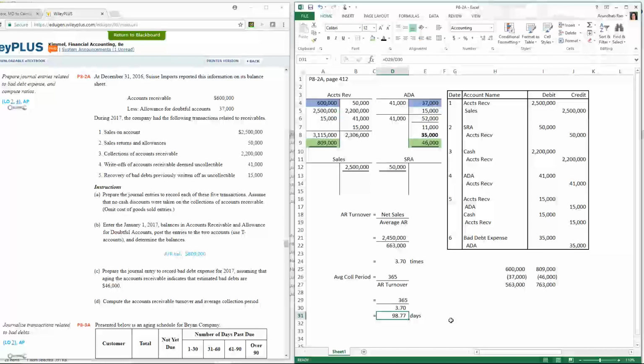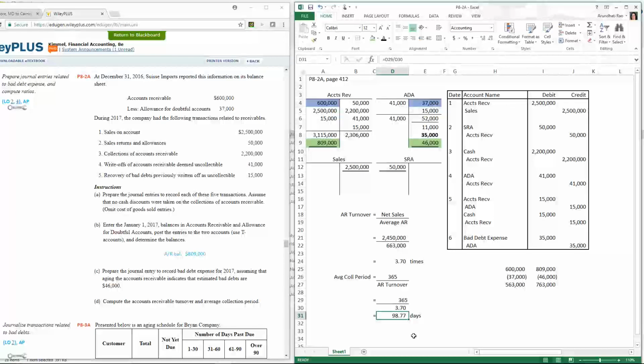Is it good or is it bad? Well, that depends. If my credit terms are net 30, I'm asking everyone to pay me in 30 days, and they're taking 99 days to make the payment, that is very bad news. Now, if I was giving them on average, let's say, 120 days or 180 days to make payment, and they're making payment in 98 days, that's really good. So these numbers are always in context. Ratios can be very powerful if you use them in the right context.